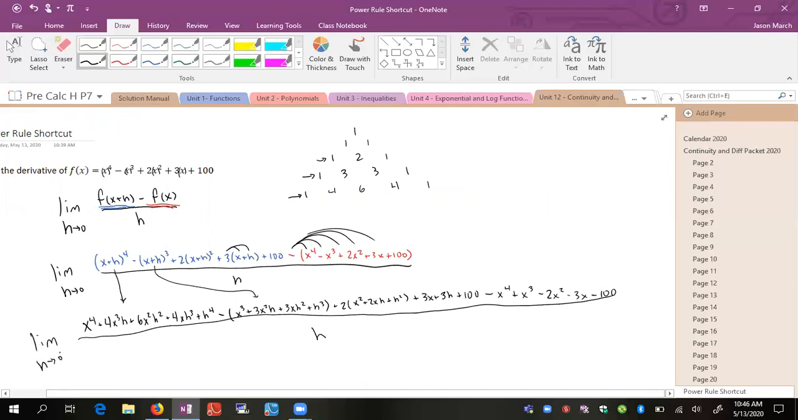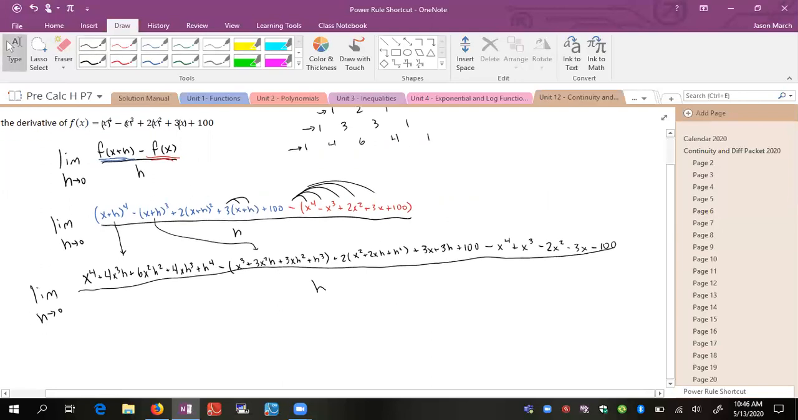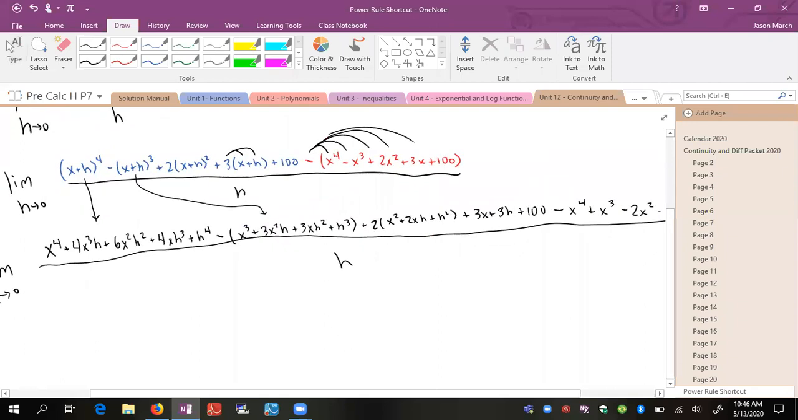So you can understand that mathematicians wanted to find a shortcut because this is just a pain. All right, so let's see what happens.